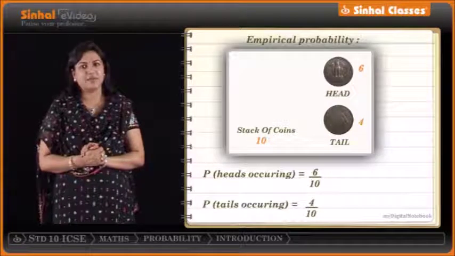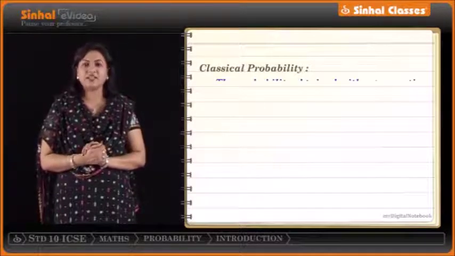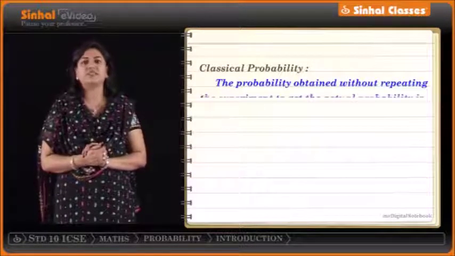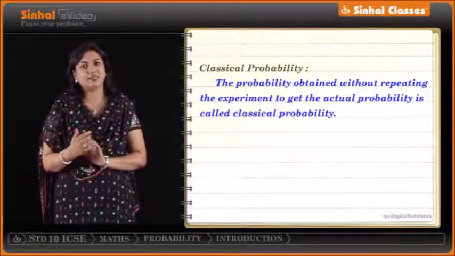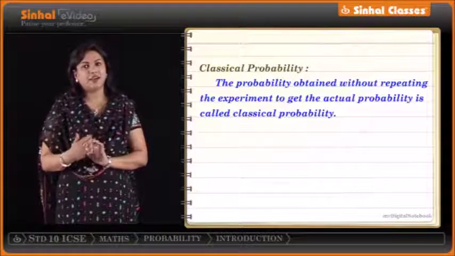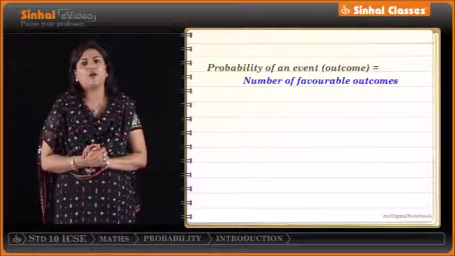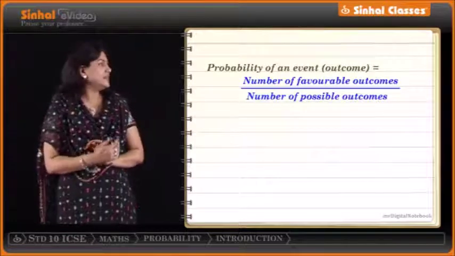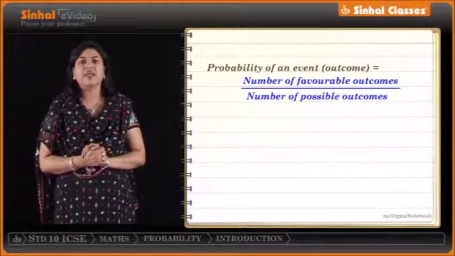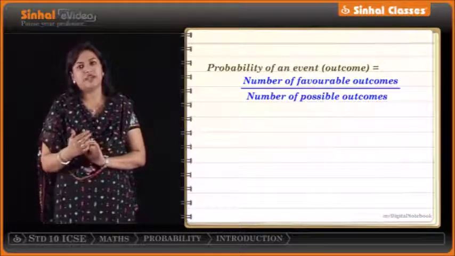Now let's take the second type of probability, that is classical probability. The probability obtained without repeating the experiment to get the actual probability is called the classical probability. Now we can write this as probability is equal to number of desired or favorable outcomes upon number of possible outcomes. Now take an example here. If a coin is tossed, then there is an equal chance of getting heads or tails.